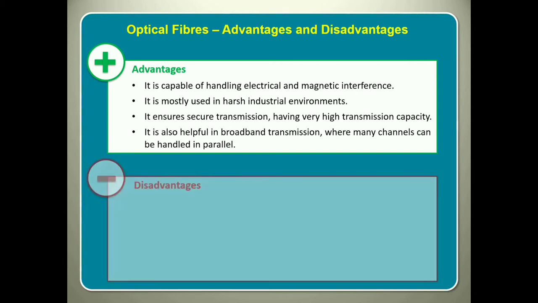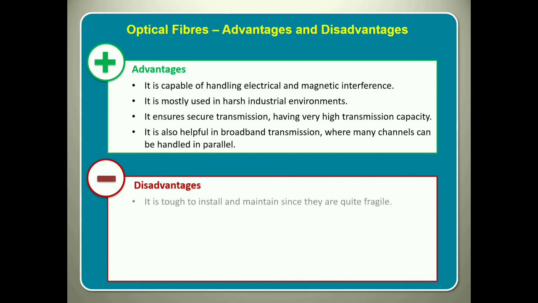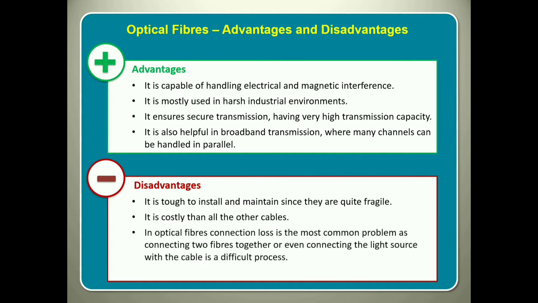The various disadvantages of optical fibers include: it is tough to install and maintain, since they are quite fragile. It is costlier than all the other cables. In optical fibers, connection loss is the most common problem, as connecting two fibers together or even connecting the light source with the cable is a difficult process. Here, light can also reach the receiver out of phase.